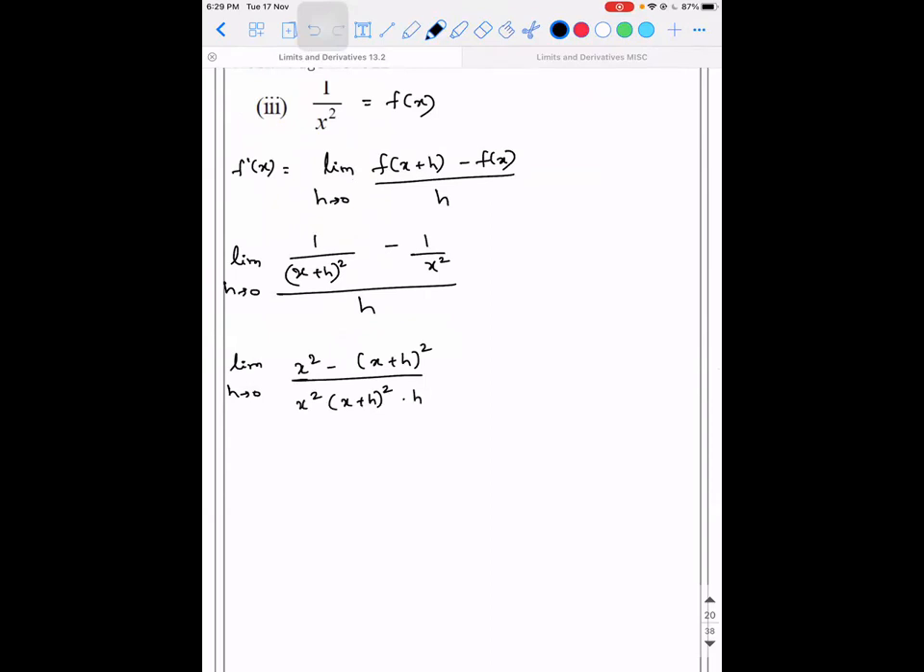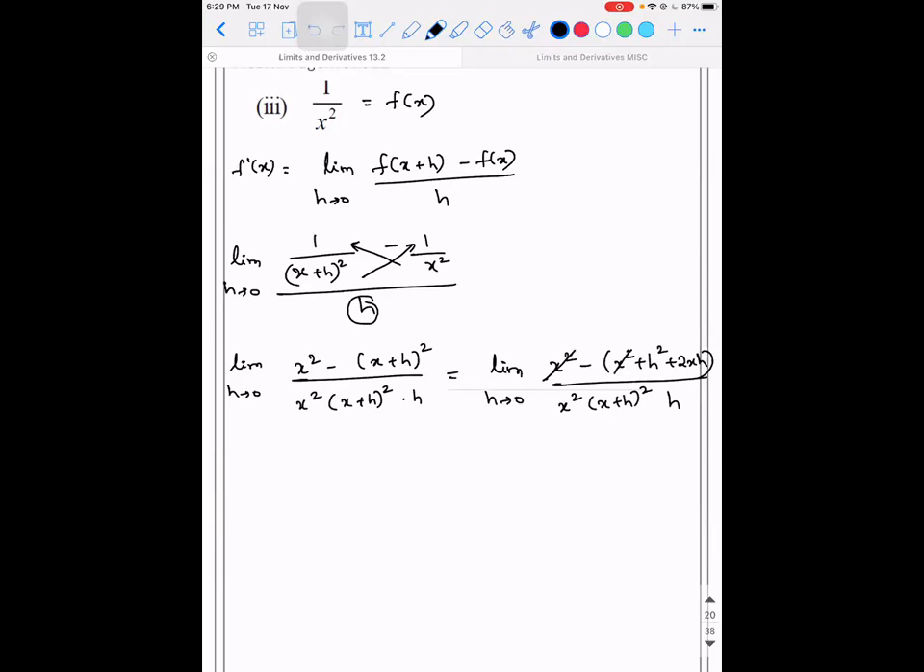I hope you guys understood what I did. I just took LCM. So cross multiplied x square minus of x plus h the whole square by the denominator, which is x plus h the whole square into x square. And since this h is also in the denominator, it will get multiplied. Okay, this will be in such a way that limit h tends to 0, x square minus of, what is the answer for x plus h the whole square? It is x square plus h square plus 2xh the whole divided by x square into x plus h the whole square into h. Okay, so x square is gone.